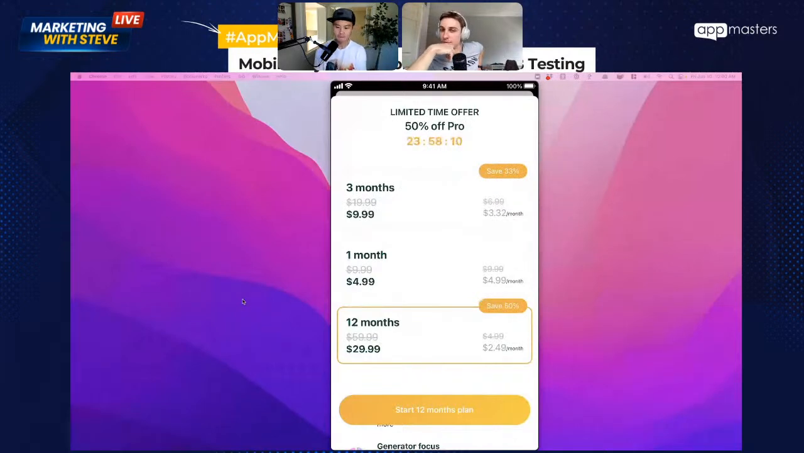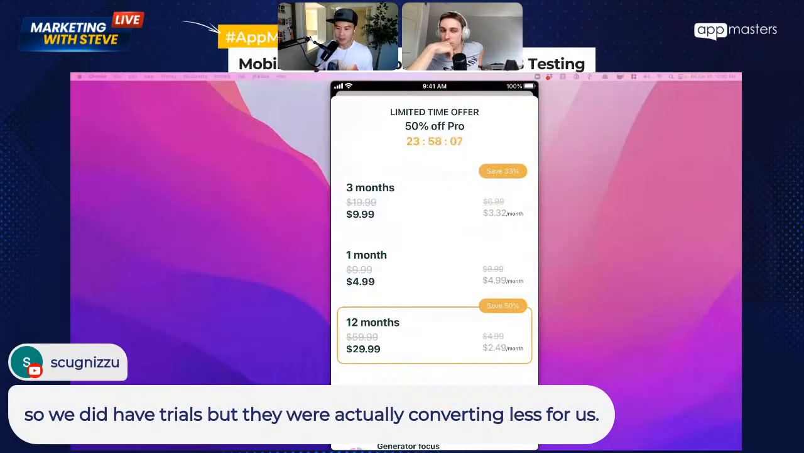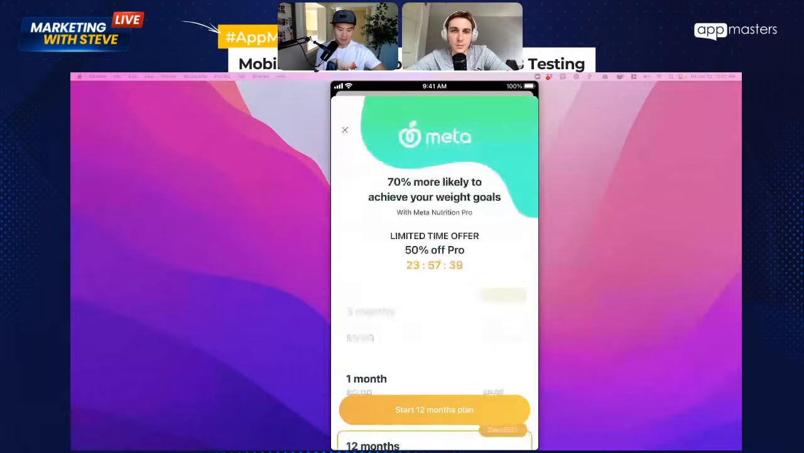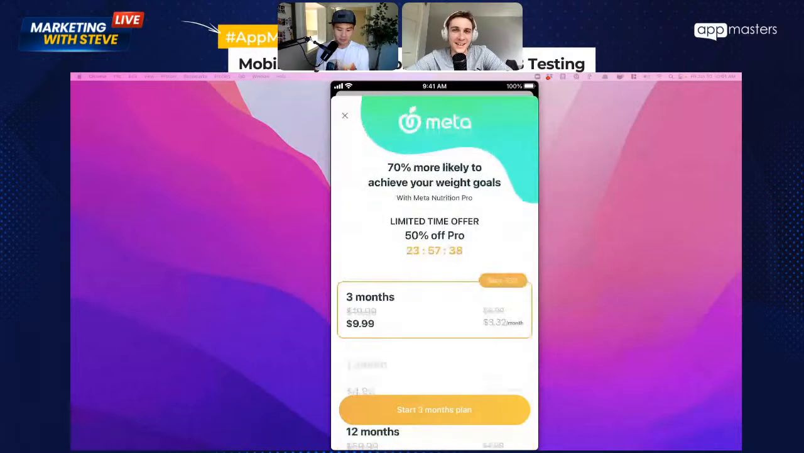Yeah, I like it. We did have trials, but they were actually converting less for us. Okay. Well, the thing I would do is, I don't know if you had everything, but I think what I would do is mix up trials then. Like, give trials on certain plans, don't give trials on certain plans. I don't know if you tried that test, but I would still think that trials improve conversions. So I wonder if something else is happening because of that versus no trials. But I could be dead wrong. Again, been shocked by other things. I would limit the time on that offer to not be 24 hours, but to be like 10 minutes. Agreed.